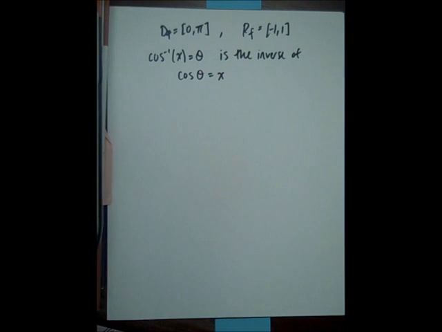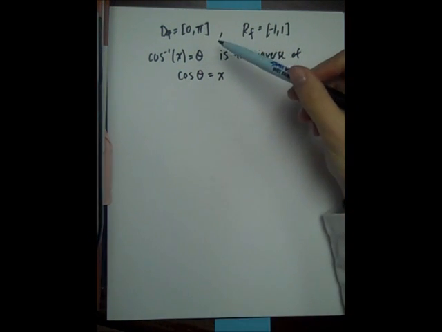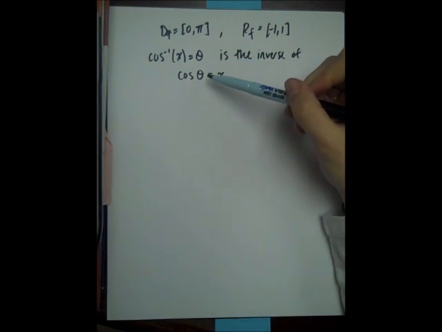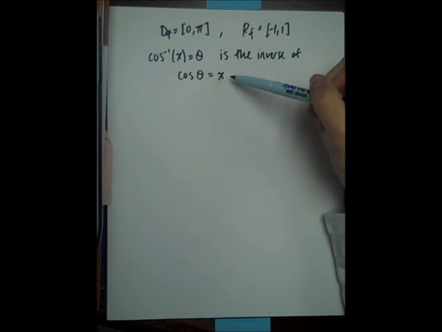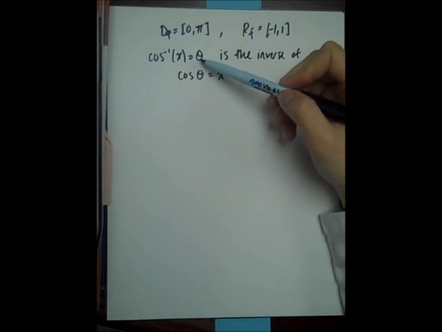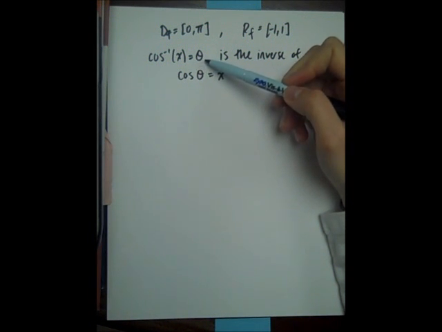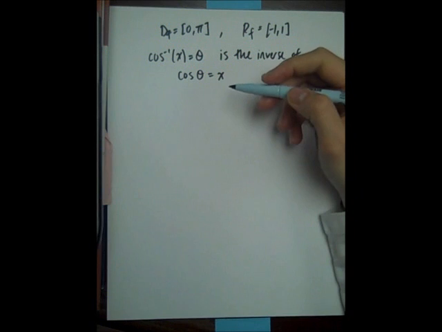Should say cosine of theta equals x. So for cosine, I gave you an angle, you gave me the x-coordinate. Now I'm giving you the x-coordinate, you tell me what was the corresponding angle, keeping in mind that we're only looking at the top half of the unit circle. So that's what cosine inverse is.